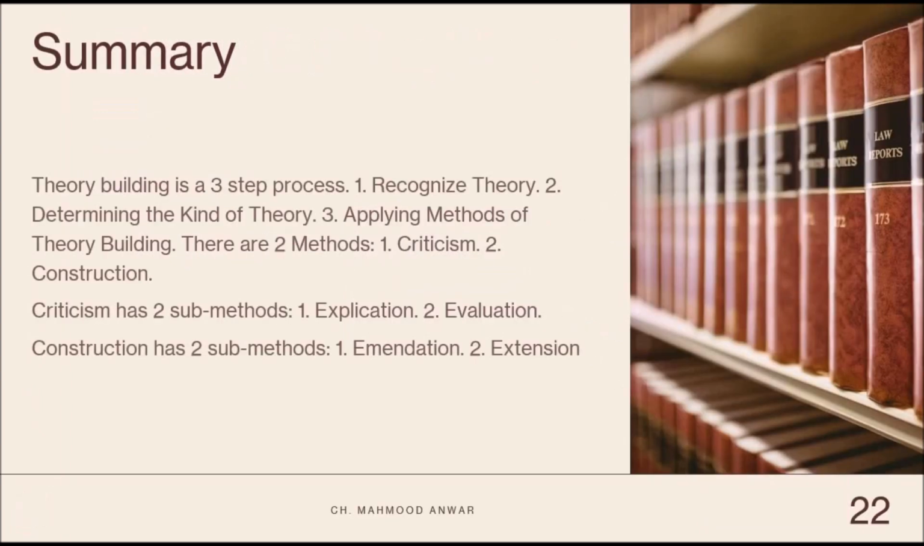Summary: theory building is a three-step process. Number 1, recognize theory. Number 2, determining the kind of theory. Number 3, applying methods of theory building. There are two methods. Number 1, criticism. Number 2, construction. Criticism has two sub-methods. Number 1, explication. Number 2, evaluation. Construction has two sub-methods. Number 1, emendation and number 2, extension.